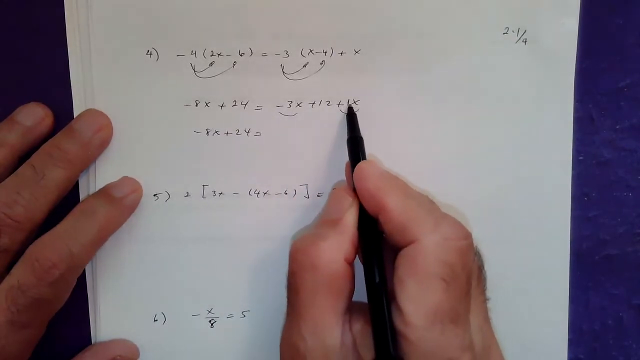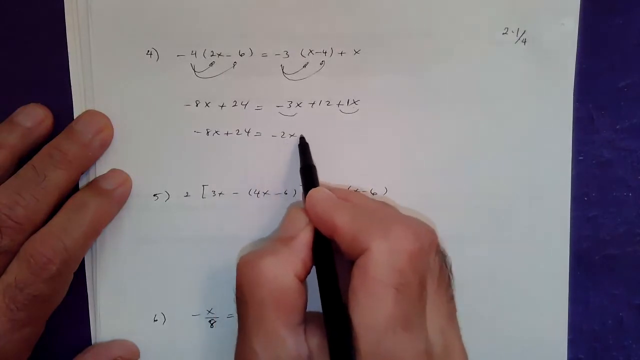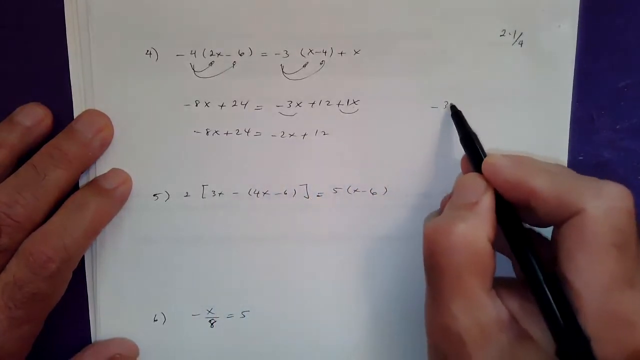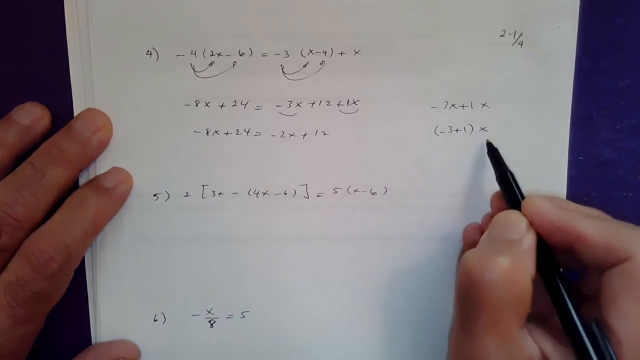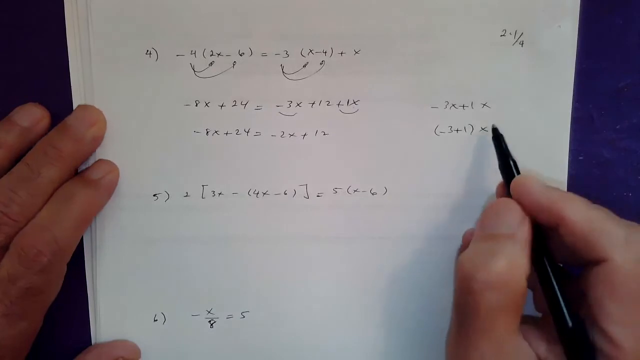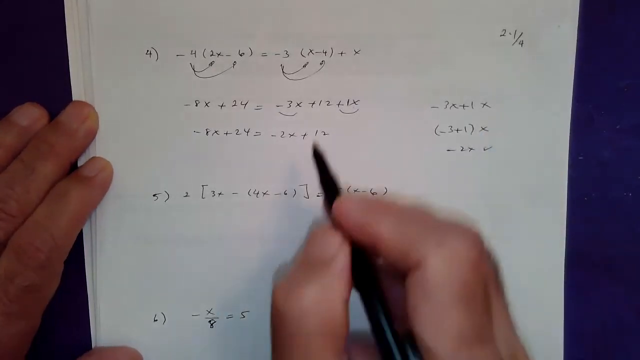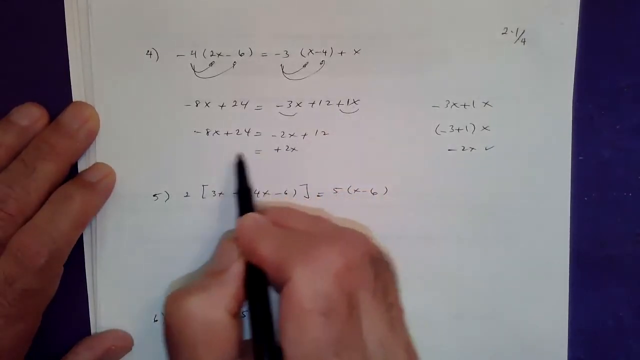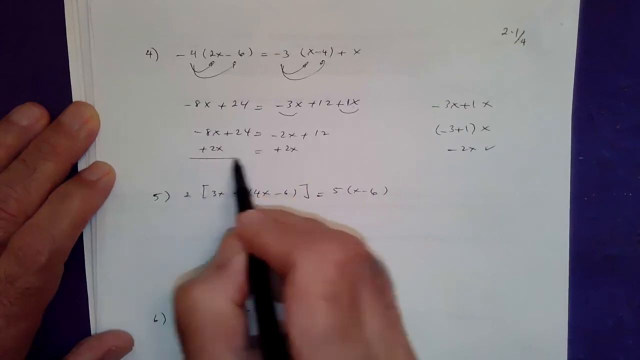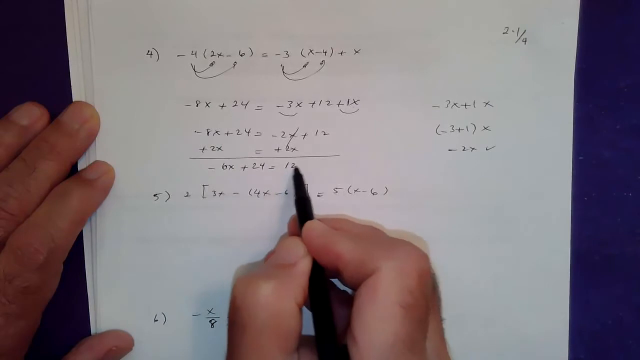Remember, you don't see the coefficient; by default it is 1. So you get negative 2x plus 12. Remember, negative 3x plus 1x is negative 3 plus 1. Attach the coefficient to the common variable, so you get negative 2x. Now get rid of the negative 2x by adding 2x to both sides. So you get negative 6x plus 24 equals 12.